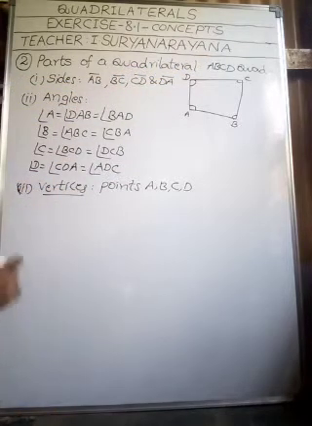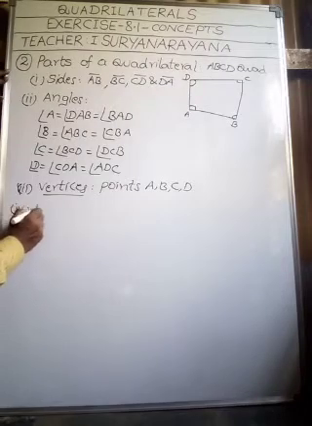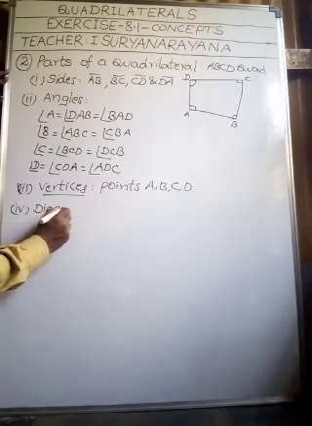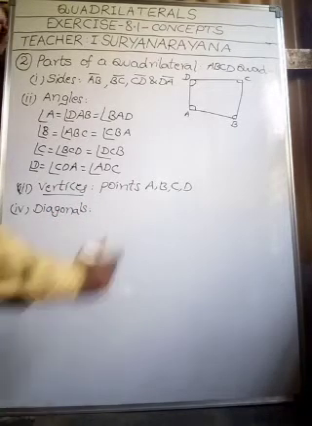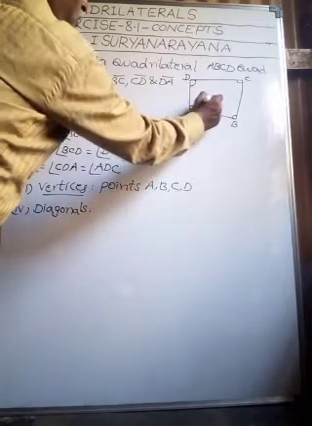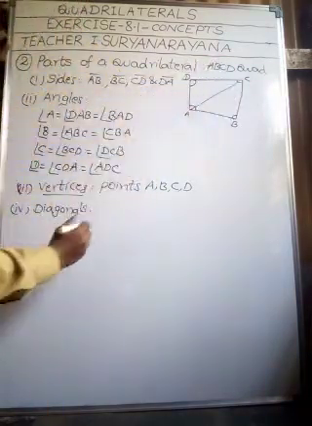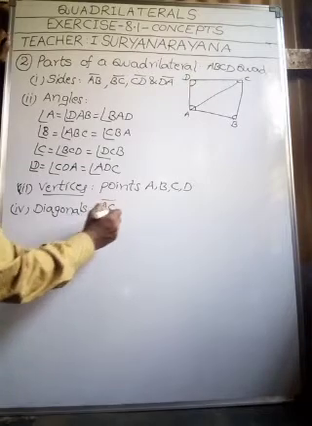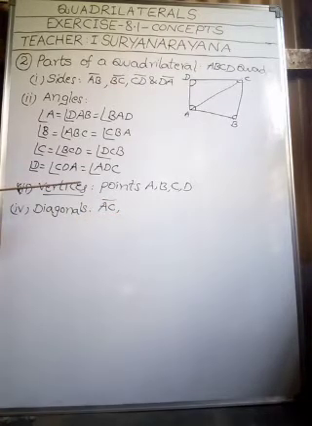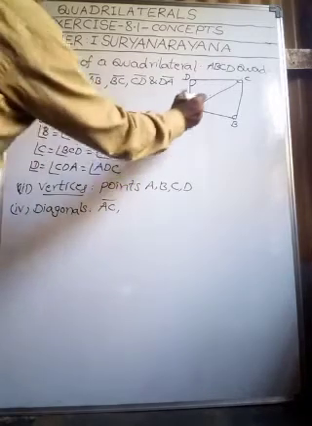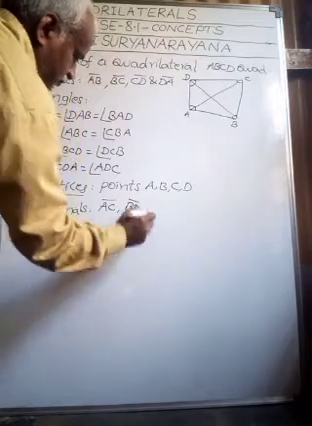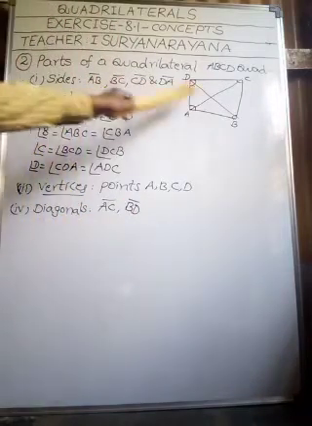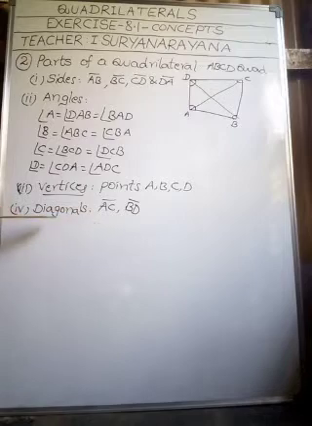Right. Next, diagonals. In this quadrilateral ABCD, the line segment joining these 2 points, AC, is said to be one diagonal of this quadrilateral, and BD or DB, this BD line segment, is said to be another diagonal. There are 2 diagonals in the quadrilateral. Understood this point, my children?